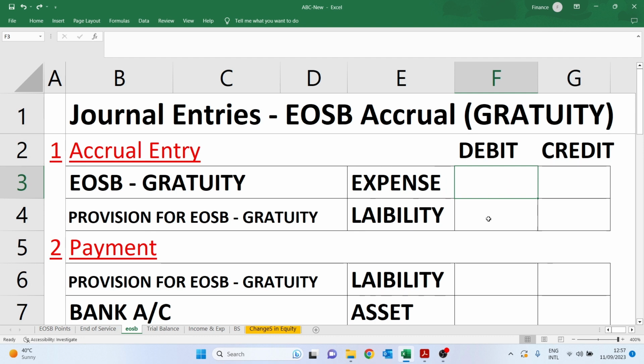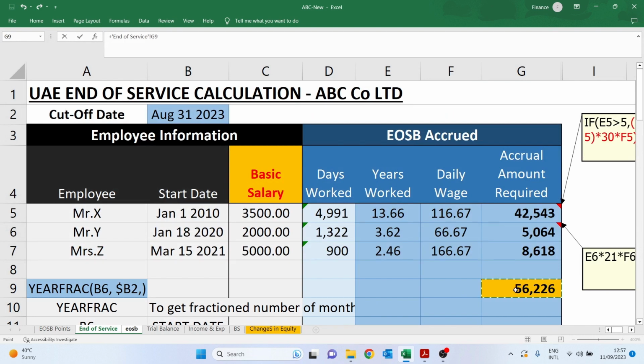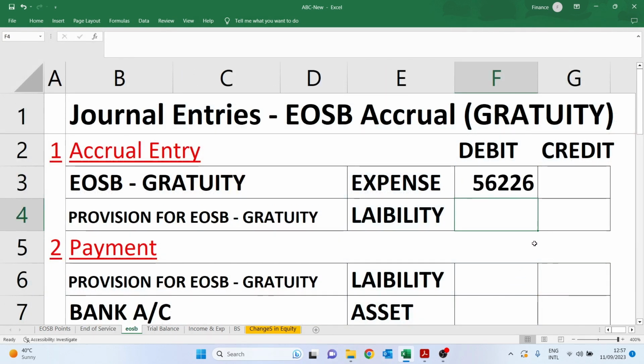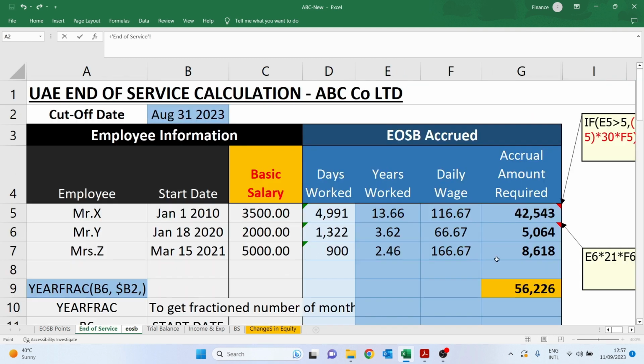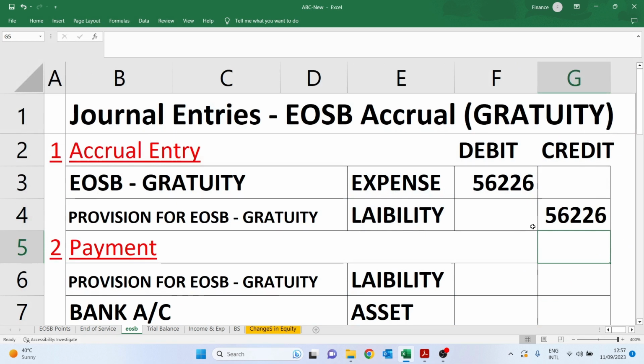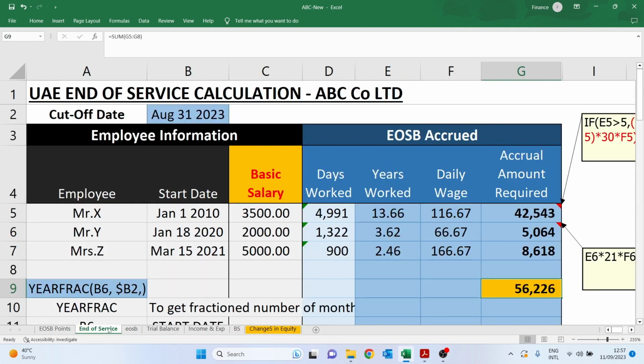So let us debit this end of service gratuity with 56,226 and credit the same amount. So we have created a liability here. In earlier months, we didn't create any liability, and our provision for end of service is 0. That is why we are booking the whole amount here. In the next month, it will completely change. So I will show you how it will change.